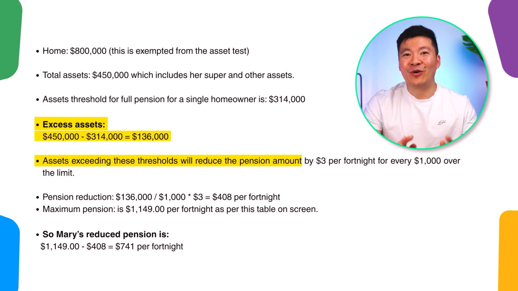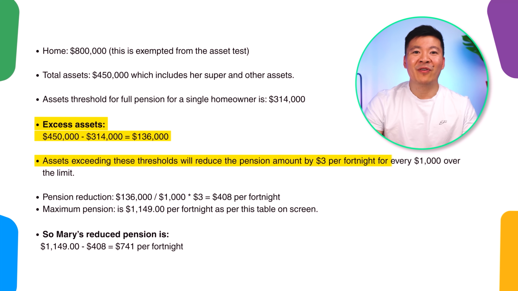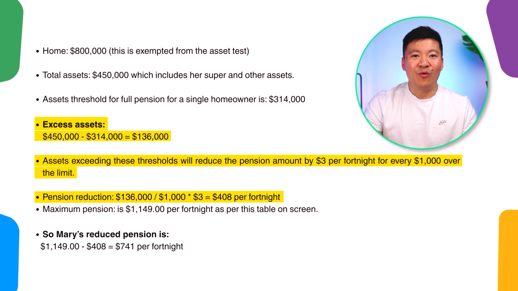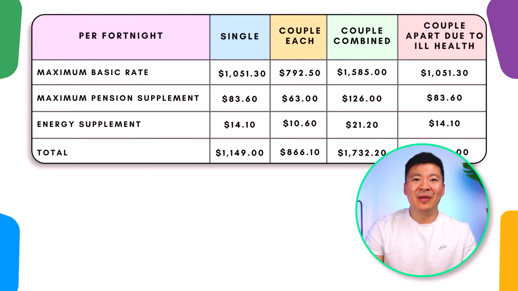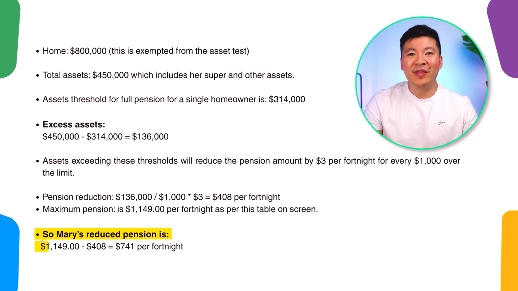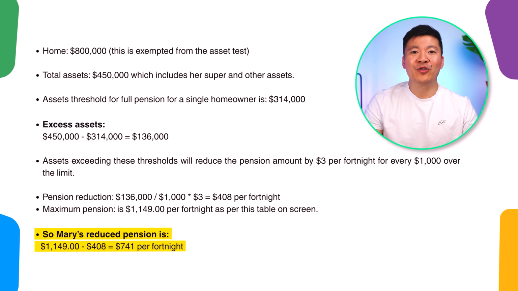Assets exceeding these thresholds will reduce the pension amount by $3 per fortnight for every $1,000 over the limit. Therefore, the pension reduction is $136,000 divided by 1,000 times $3, which equals $408 per fortnight. The maximum pension is $1,149 per fortnight as per this table on screen. So Mary's reduced pension is $1,149, take $408, which is $741 per fortnight.